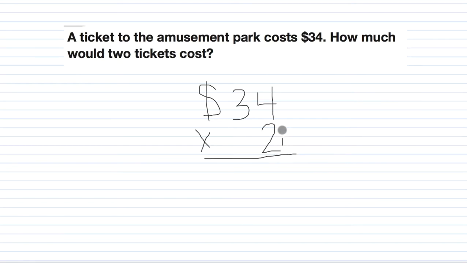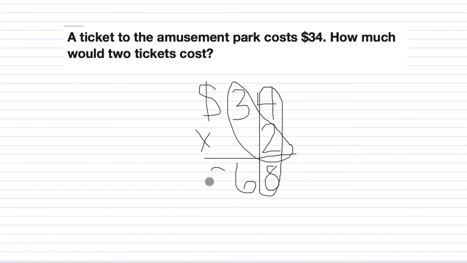I'm going to start with 4 times 2. 4 times 2 is going to give me 8. And then I'm going to get 2 times 3. And 2 times 3 is going to be 6. I'm going to remember my dollar sign. So my final answer is $68.